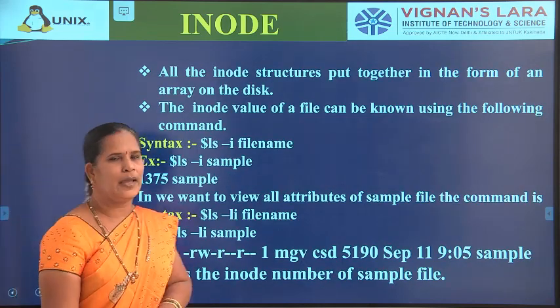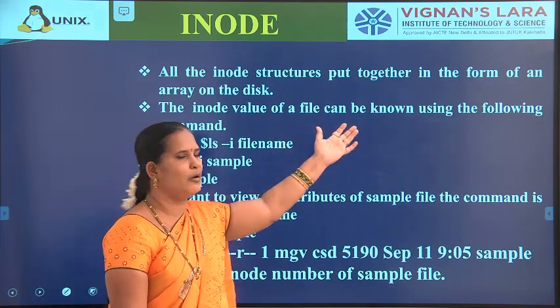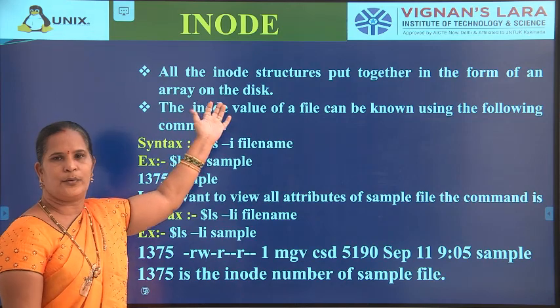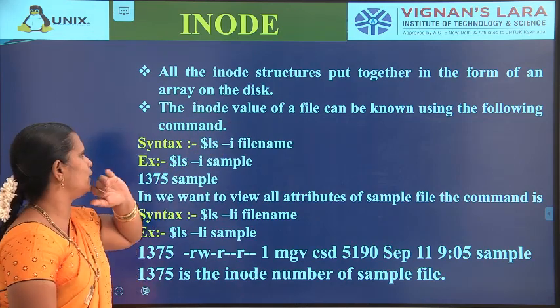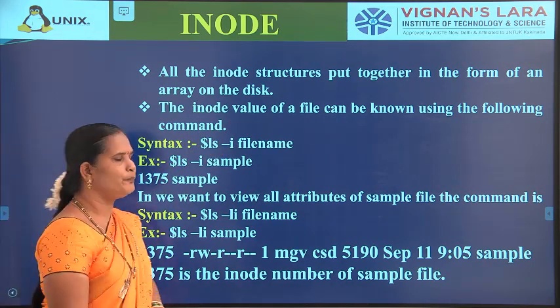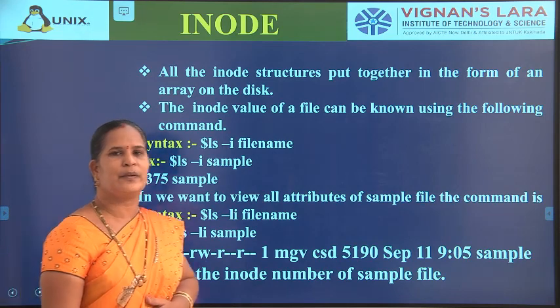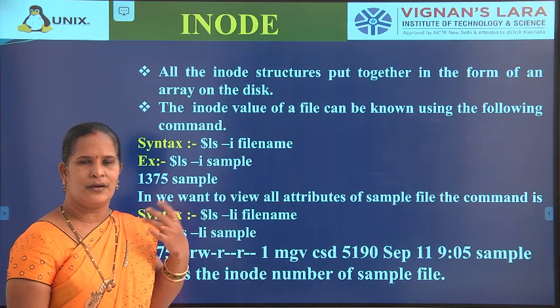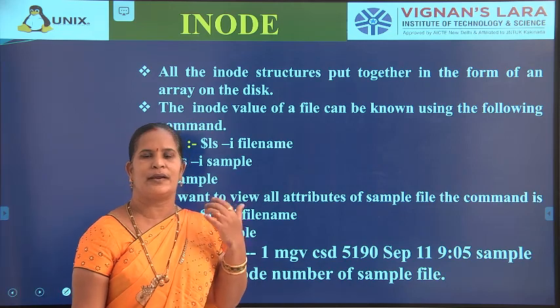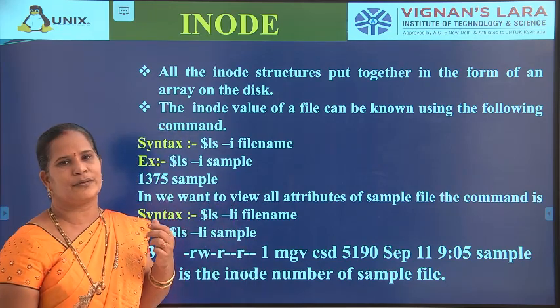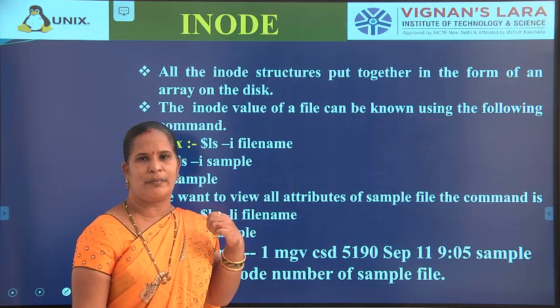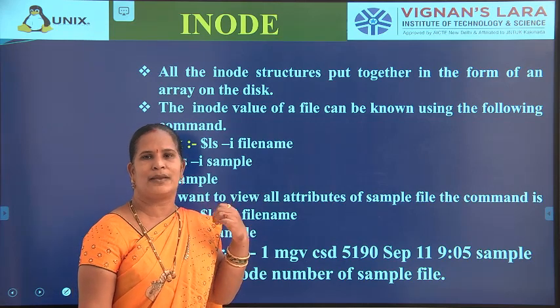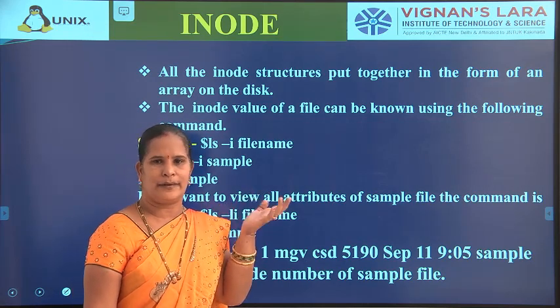Next, all the inode structures are put together in the form of an array in the inode block on the secondary storage area. Now, by using the ls -l command, we can view the link information, file permissions, user identification number, group identification number, file size in bytes, date and time of file creation, and file name or directory name.